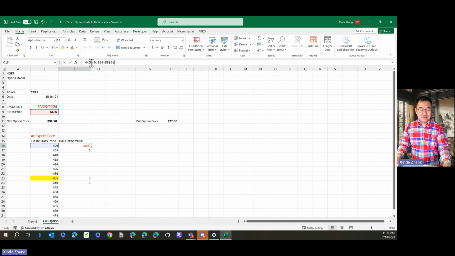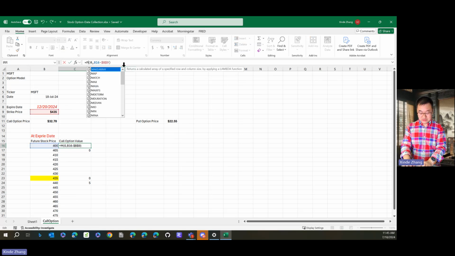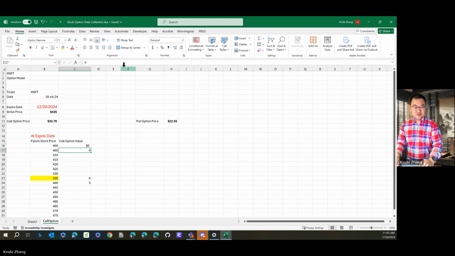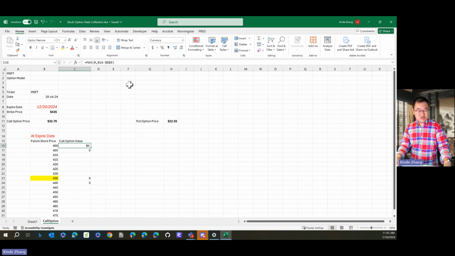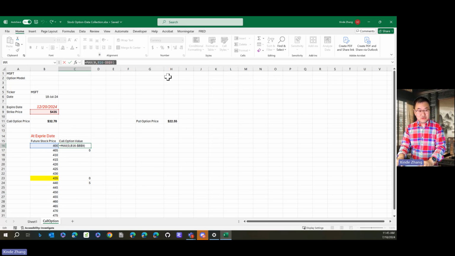Oh, I'm sorry. Shouldn't be minimum, should be maximum, right? So whichever is making more sense to exercise the option. Okay, let me do it one more time. See, I confused myself, right? So let me do it all over again. I'm going to get rid of the formula so I can do it one more time anyway.